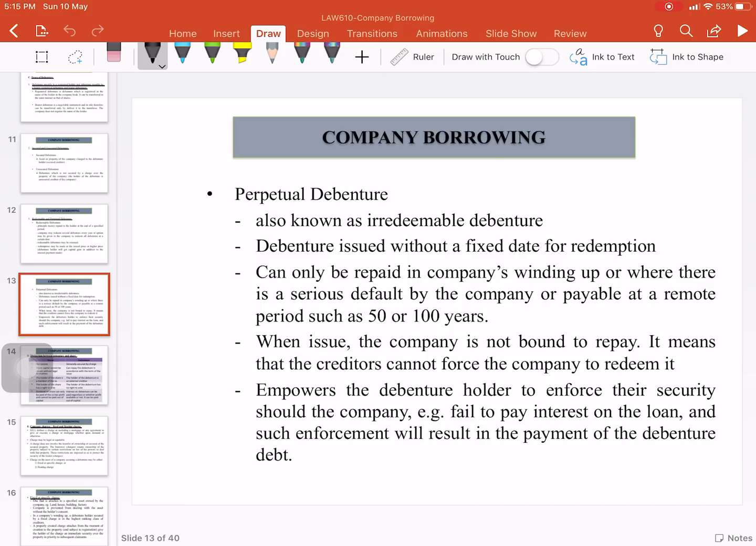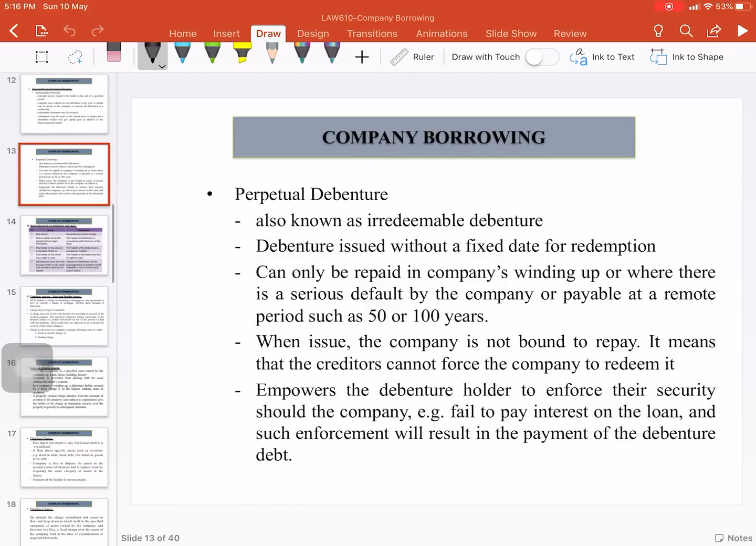Okay, when issued, the company is not bound to repay. It means the creditors cannot force the company to redeem. So it's not actually good if you are the creditor to have this sort of perpetual debenture. And perpetual debenture empowers the debenture holder to enforce the security should the company fail to pay interest on the loan, and such enforcement will result in the payment of the debenture debt.